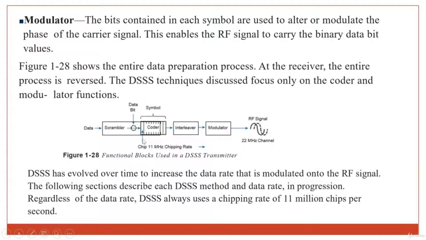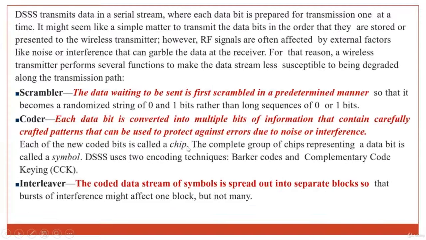So here you can see in the diagram, all these bits are called chips. Now DSSS uses two encoding technologies. Maybe somewhere you have seen this short form: we have Barker codes and we have complementary code keying, CCK. That's a coding methodology.